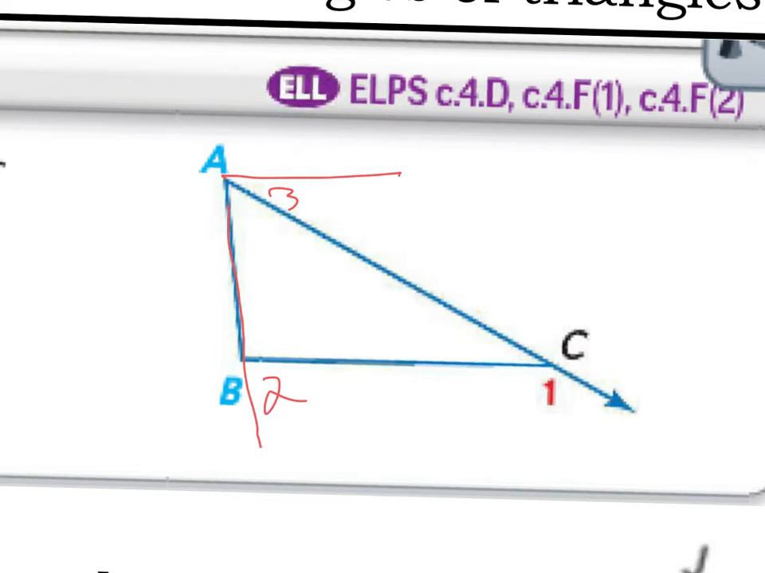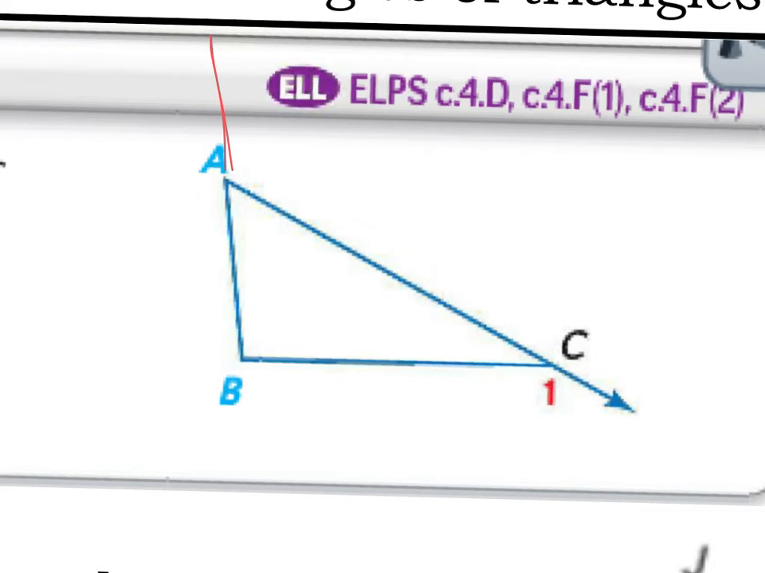I mean, yes, it's exterior of the triangle, but it's not going to have angle B and angle C on the inside. Those aren't going to be its corresponding remote interior angles. So in order to go with this property, the angle that's exterior has to be coming from an extended leg, if you will, of the triangle.